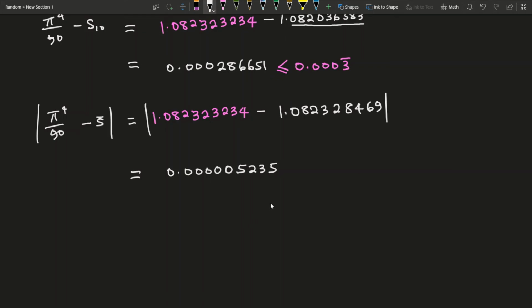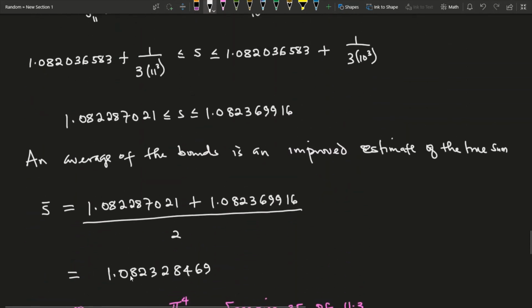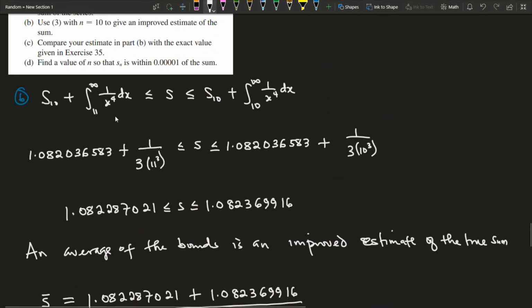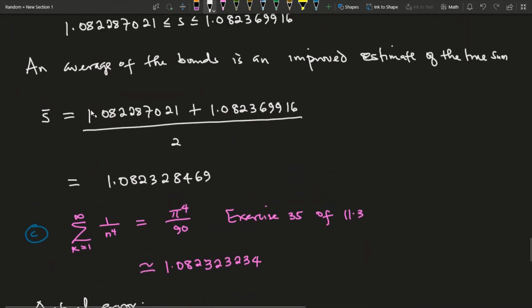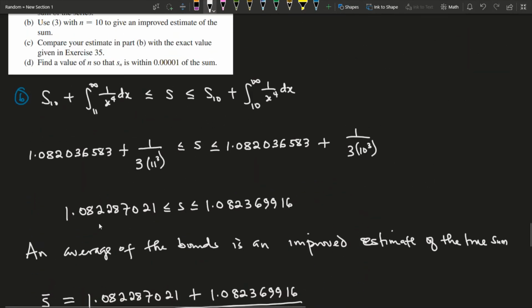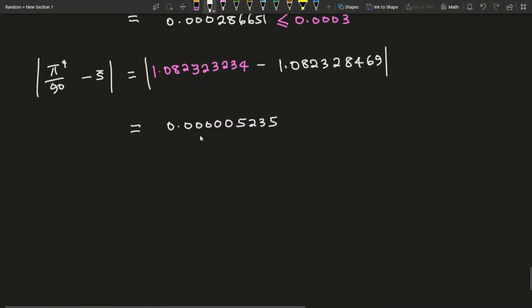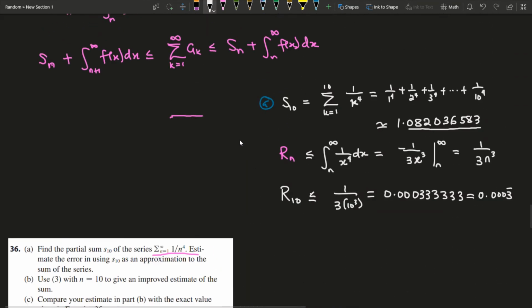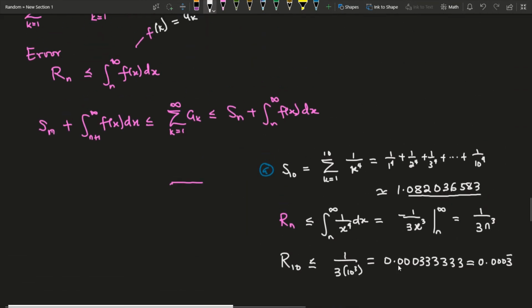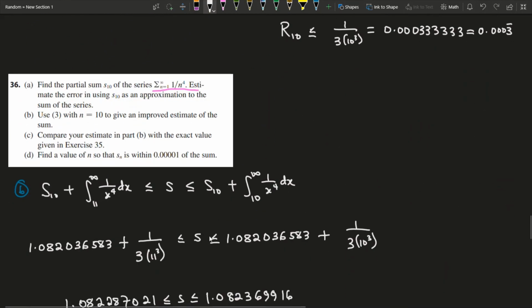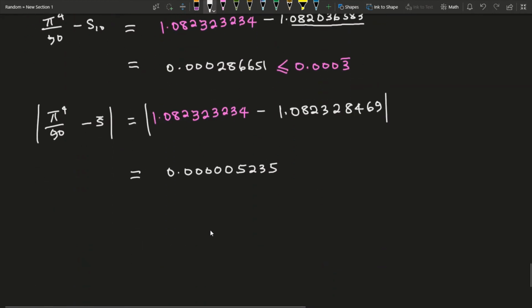Interesting. So using the average of the bounds we get from these inequalities, we see that our approximation is accurate up to 6 decimal places. But when we just use the first 10 terms, our approximation is accurate to maybe 3 to 4 decimal places. So there's an improvement of 2 decimal places, which is a very interesting thing to note.